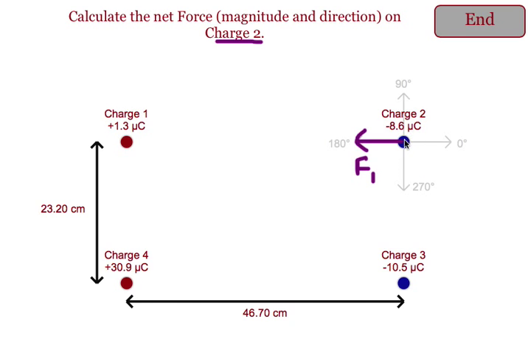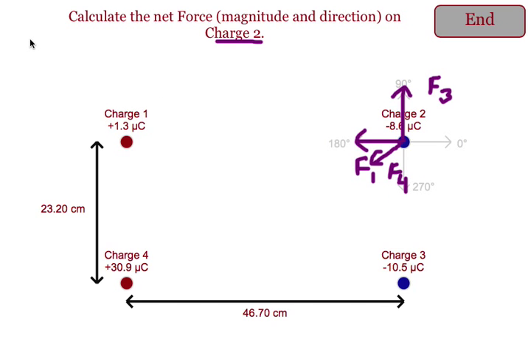Charge 3 and charge 2 are both negatives. They will repel each other. So the force from charge 3 will be straight up. Charge 4 is a positive, so that also will attract charge 2. So that force will be on an angle. So what we've got now are 3 forces that we need to calculate.